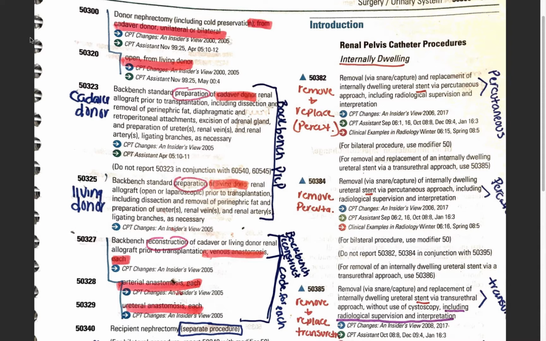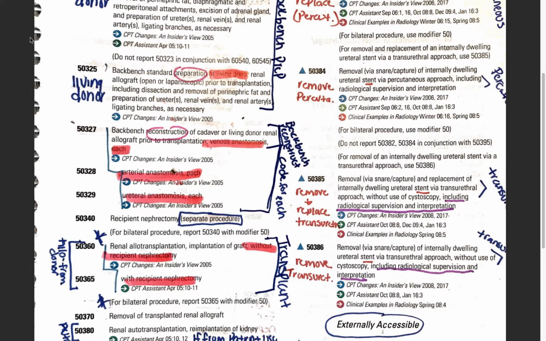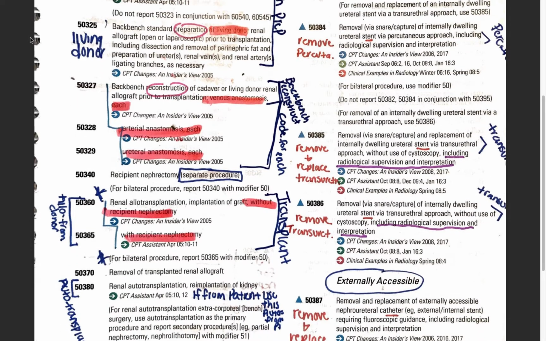The preparation of allograft is 50323 and 50325. If it's coming from a donor, it's 50323. Coming from a living donor, it's 50325. 50327 is for reconstruction with venous anastomosis. 50328 is arterial anastomosis. And 50329 is ureteral anastomosis. 50360 and 50365 are for allotransplantation. So that is coming from a donor, allo. Autotransplantation, also called reimplantation of a kidney, is 50380.